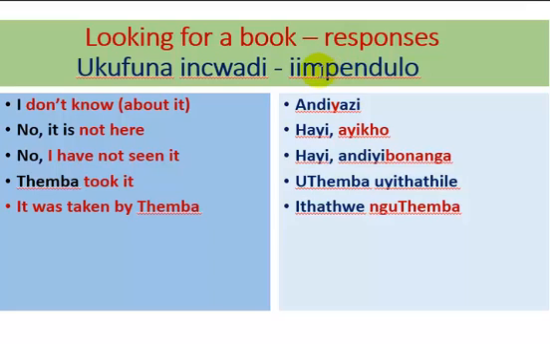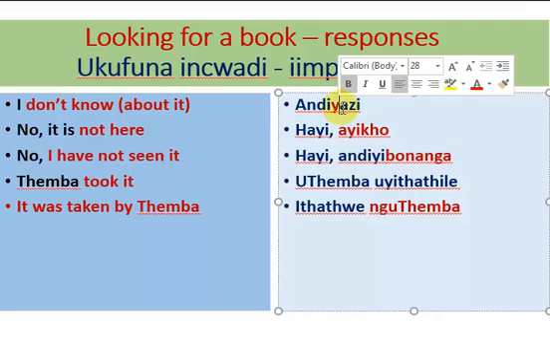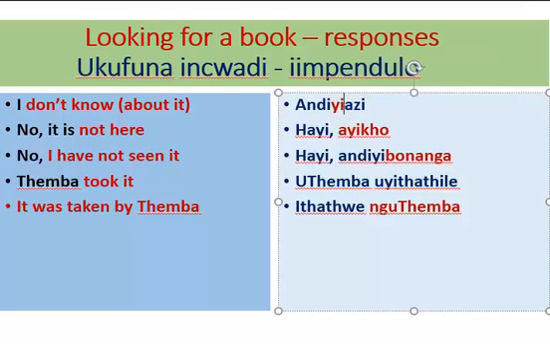Some possible impendulo, responses. No, I don't know about it. Andi yazi. Andi yazi, but we drop the I. No, it is not here. So it, the positive it was I, and the negative it is not. Remember, all negatives begin with A, is ayi. Ayiko.